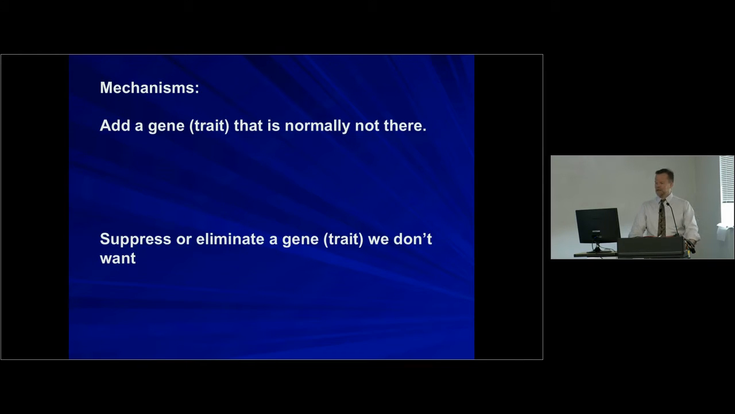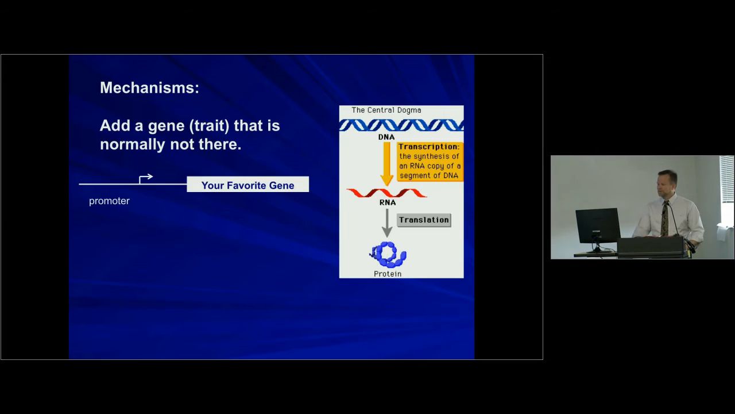The first thing we'll talk about is how do you add function? How do you change the expression of a gene that normally wouldn't be there? Or maybe one that is there, but in a related line that isn't in the exact variety where you'd like to see it. The way that we do that, we have to go back to first discussing that central dogma of molecular biology.